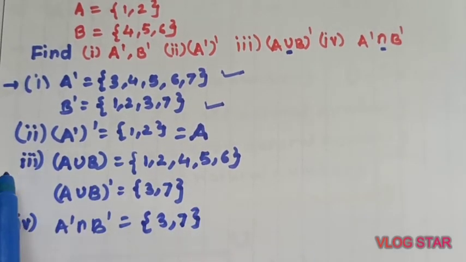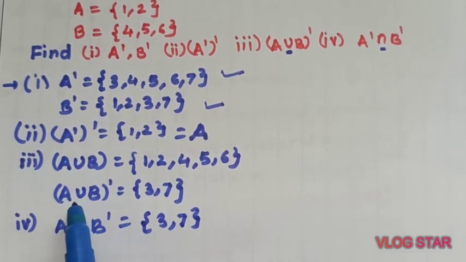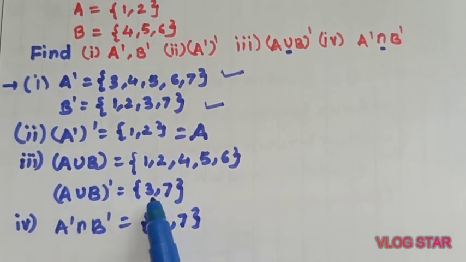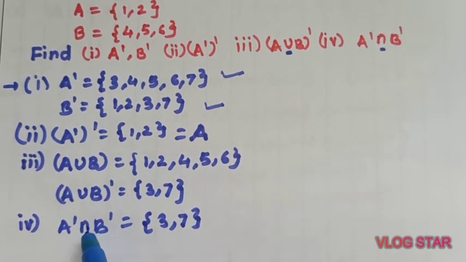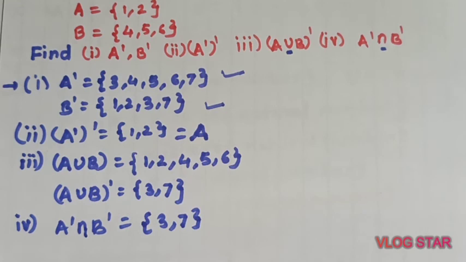Again look at here, the answer we got is 3, 7. So A union B complement which contains 3, 7 and A complement intersection B complement which contains 3, 7. So this is another property, these two are equal. So we'll see what are the properties of complement of set.